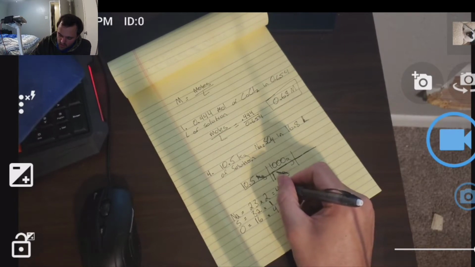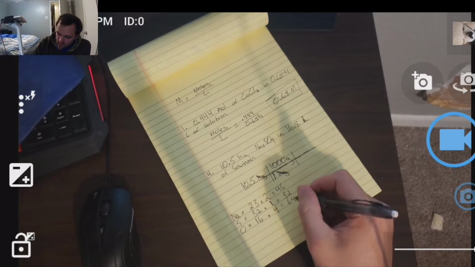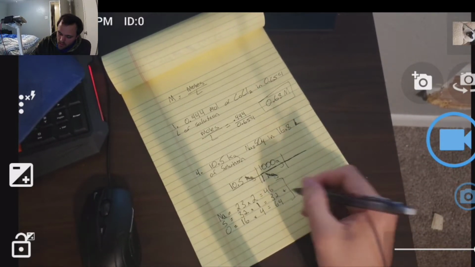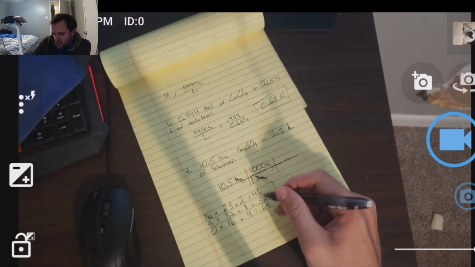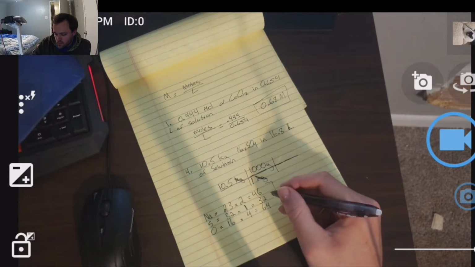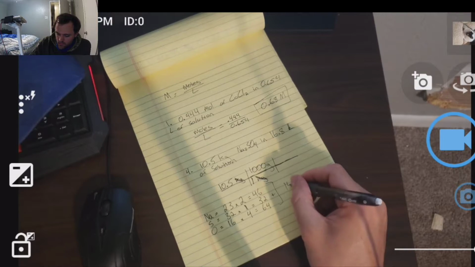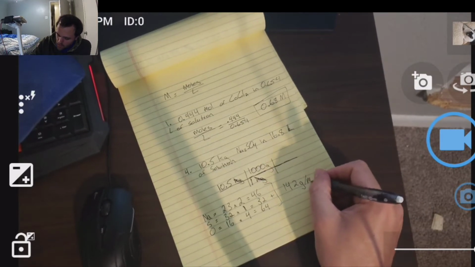Figure out what all these come out to. So 46, 32, and 64. And then add them all together to find the total molar mass. So let's see, that would be 8, 12, and then 14. 142 grams per mole.